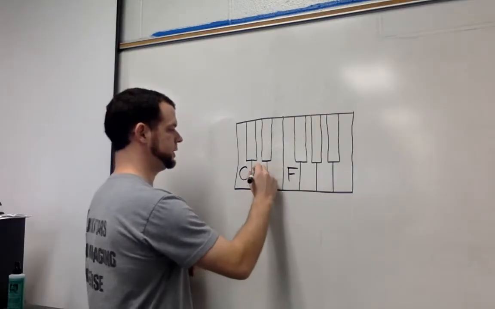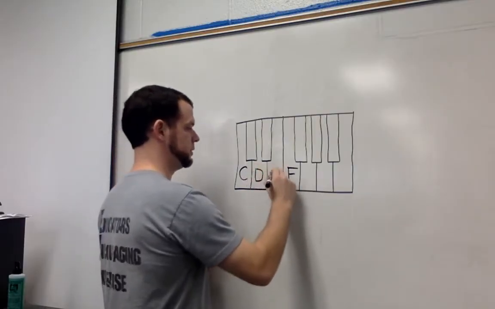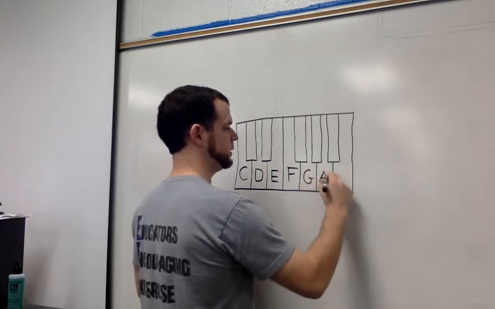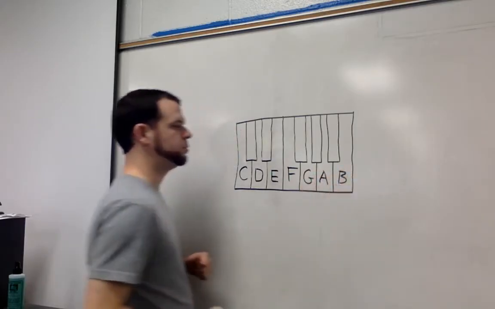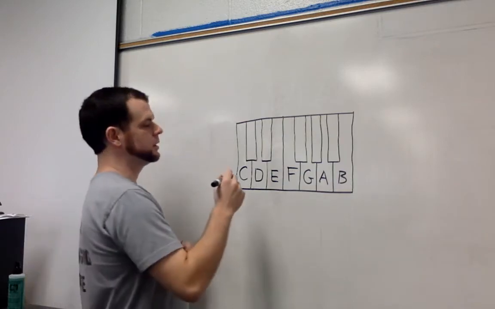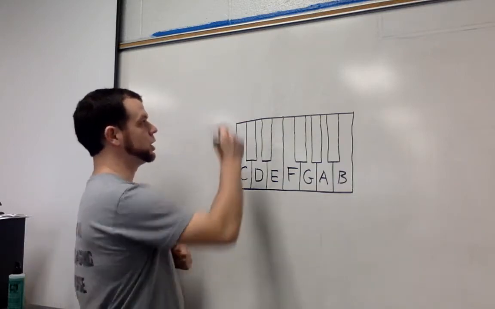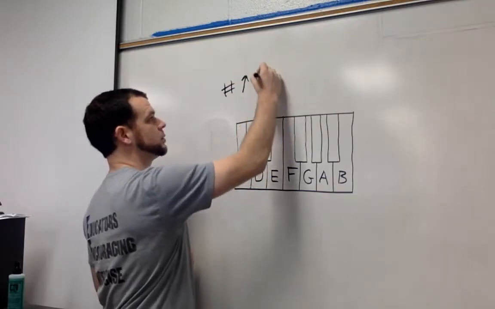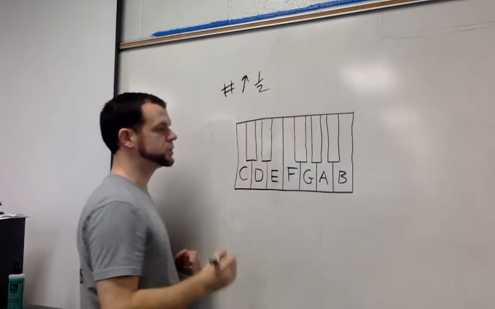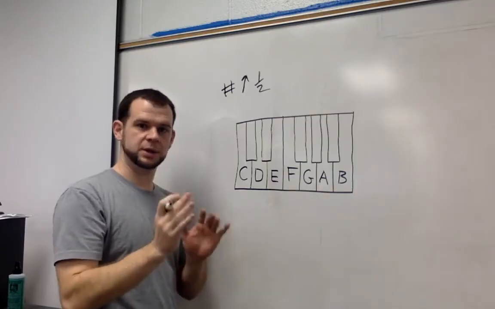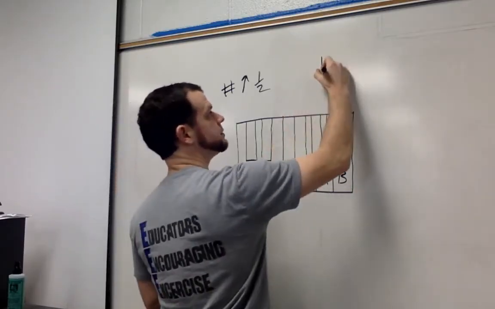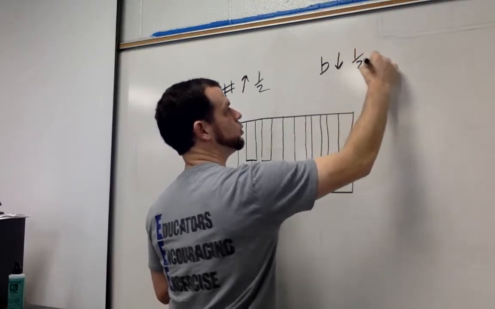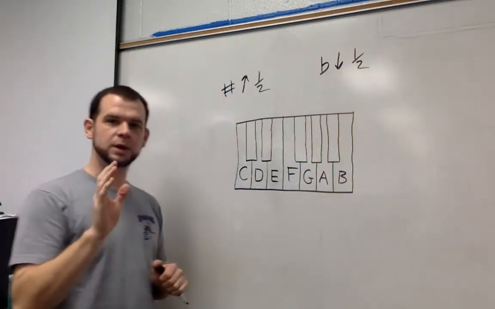We're going to fill in the other letters. F, G, A, and B. Now, a sharp raises a note by 1/2 step, which is exactly one key, not skipping any white or black keys. A flat lowers a note by 1/2 step. And what do we mean by 1/2 step?